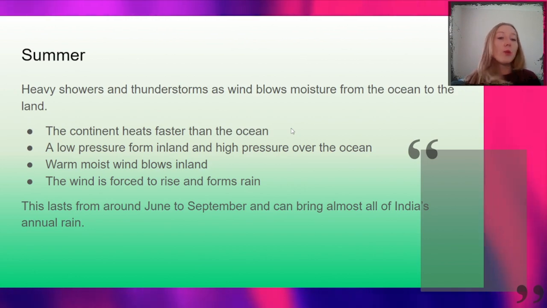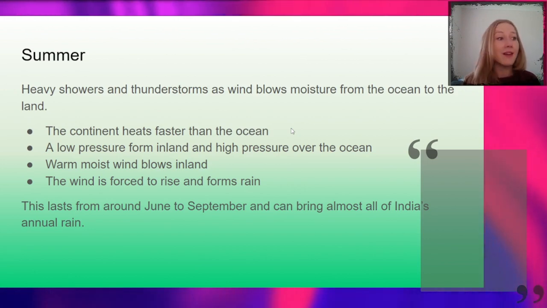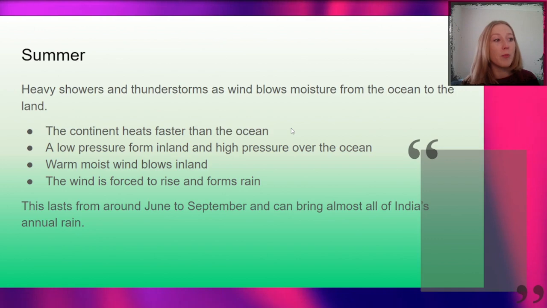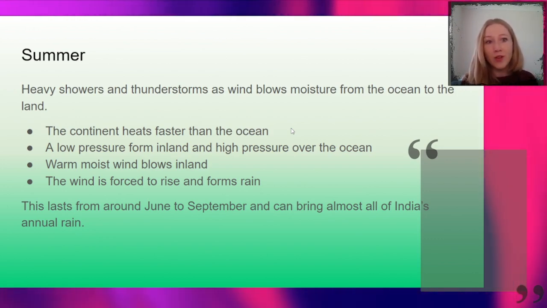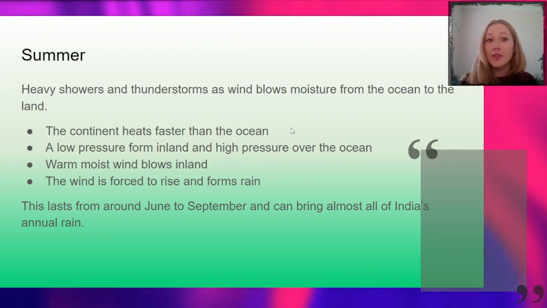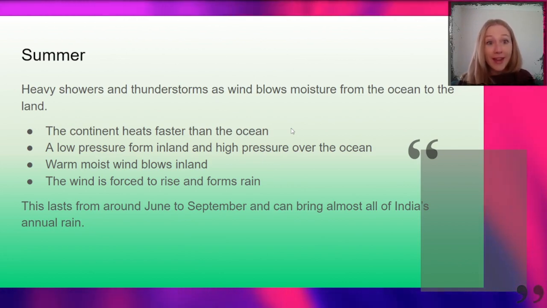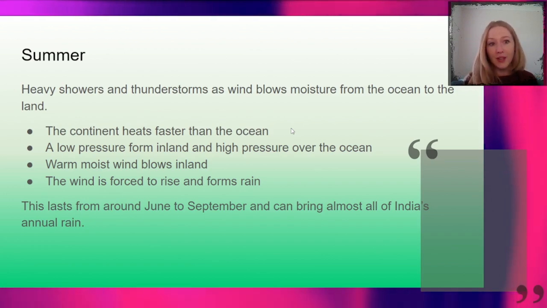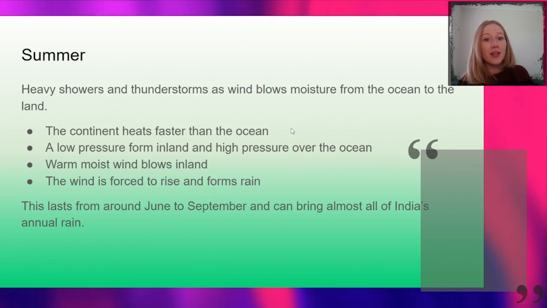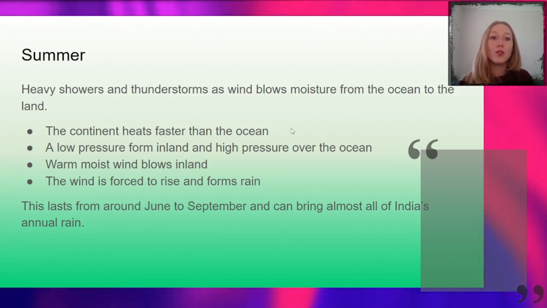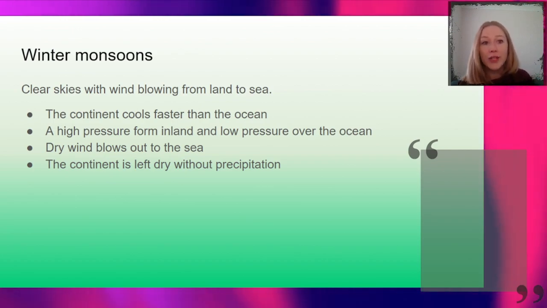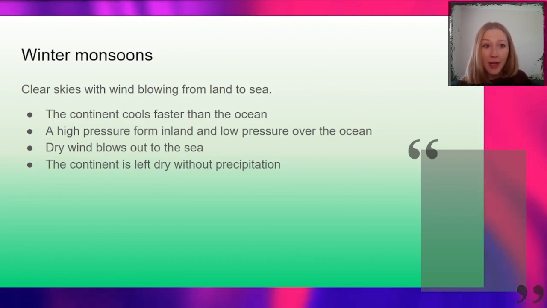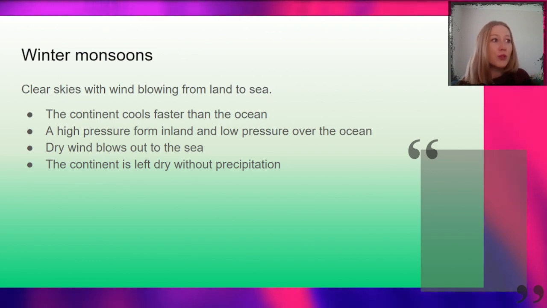Now, I was saying that we were looking specifically at India, and in India, this can last from about June to September, and it can bring most of their rain. One source I read said about 70%, and one actually said 80% of their total annual rainfall. So we can see that these monsoons are very, very important as it's their primary source of water for the year. And then in the winters, it's the opposite. Winter is very dry, very clear skies because it's cold.